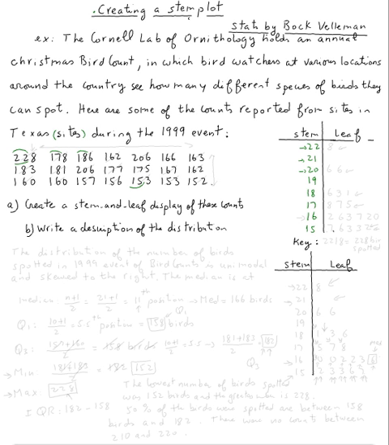So for example, let's plot 228, and let's cross it off so we don't plot it again. For 228, the 8 will be the leaf. So that's 228. In other words, let's do the key here. When we write 22|8, this means 228 birds spotted. Right? Alright, so let's do the next number.